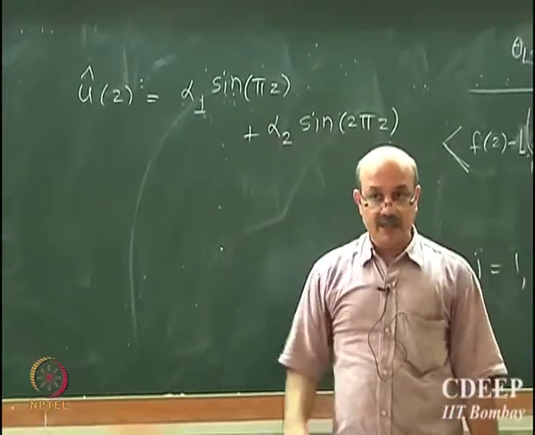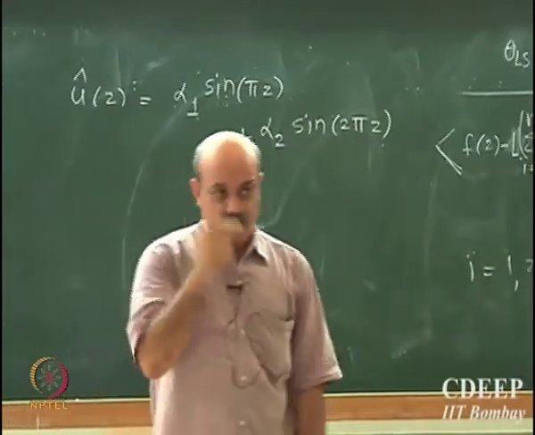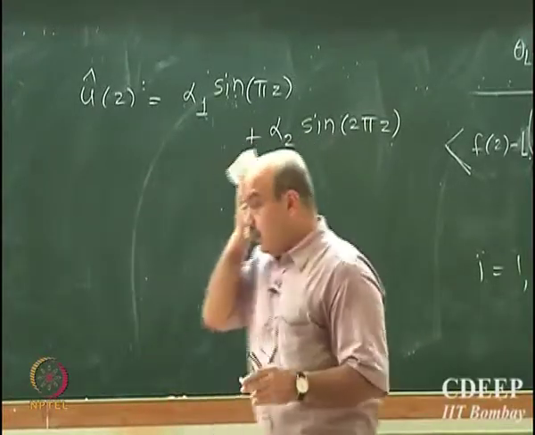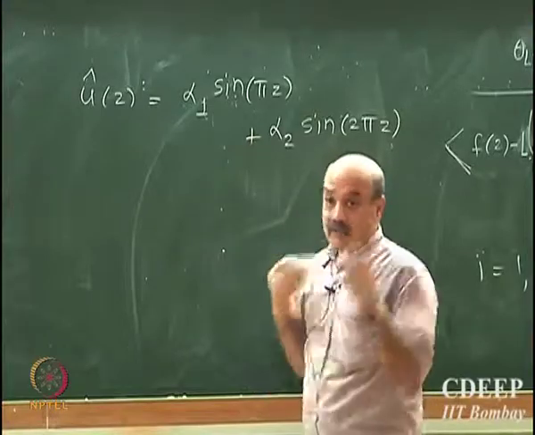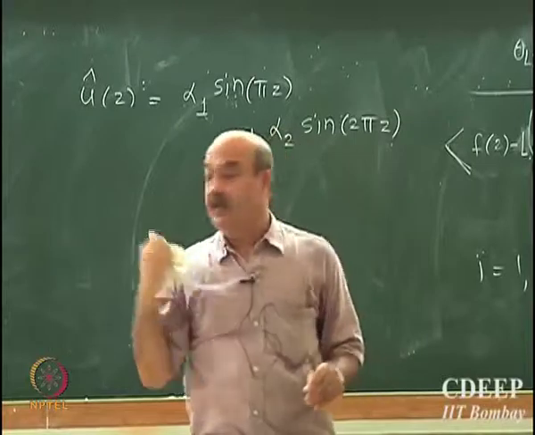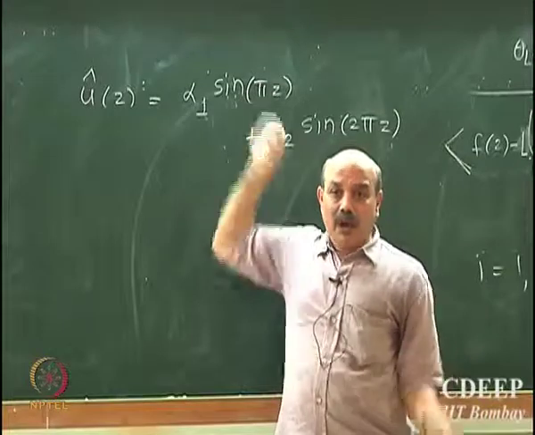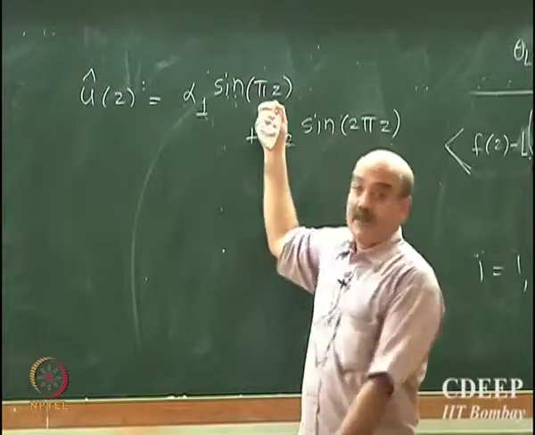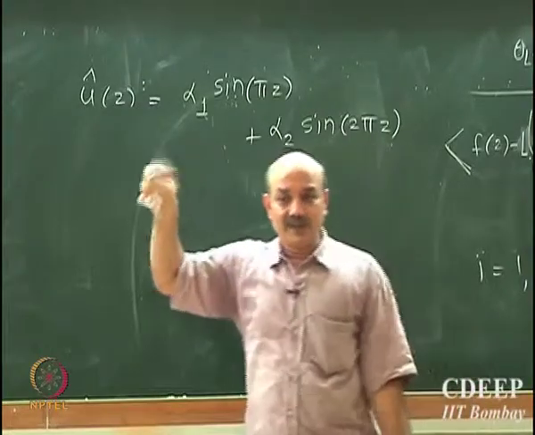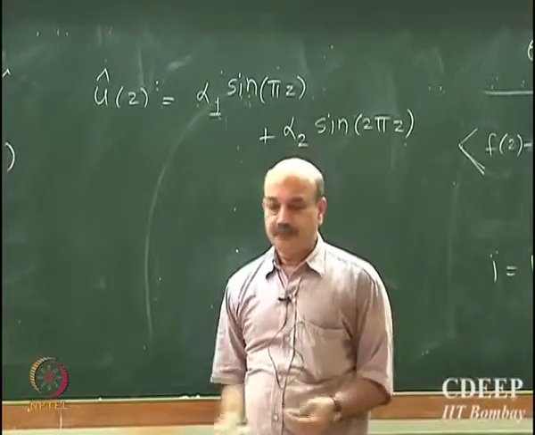Does this satisfy the boundary conditions? It satisfies the boundary condition at 0 and at 1. Now, the difference between the finite difference method and this method is that if I get alpha 1 and alpha 2, I can find the approximate value of the solution at every point z, not at a finite number of points. You get the difference? If I can get least square estimates of alpha 1 and alpha 2.